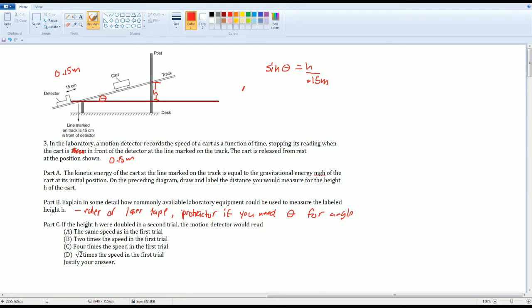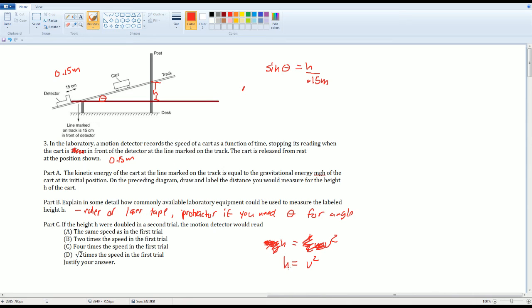If the height h was doubled in a second trial, the motion detector would read, well, if you double the height, hold on, let's think about it. mgh is going to be equal to 1/2 mv squared in the end. If you double the height, the energy is doubled, right? So what happens to the speed? Mass goes away. The 1/2 goes away because we're comparing it. So g goes away. So height is just v squared.